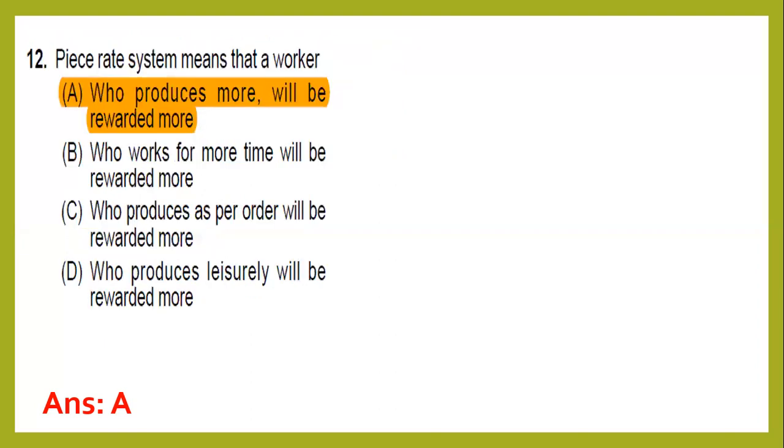So next we go to the 12th question. Piece rate system means that a worker who produces more will be rewarded more. That means a worker who produces more quantities of products will be given more incentives. So therefore, the correct option for 12th question is A, who produces more will be rewarded more.